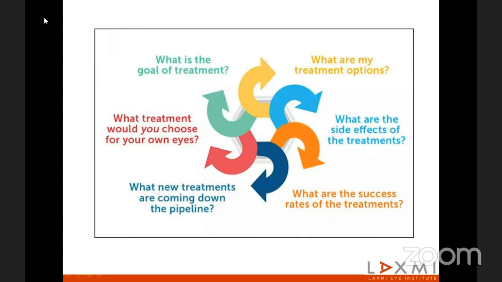Now, before you start any medication, these are the 6 things I would like all of you to remember. You have to question yourself: what is the goal of treatment? What are my treatment options? What are the side effects of the treatment? What are the success rates of this treatment? Are there any new treatments coming down in the pipeline which might help my patient? And which treatment will I choose for my own eyes? If you answer all these questions correctly, you are sure to be on the right path.